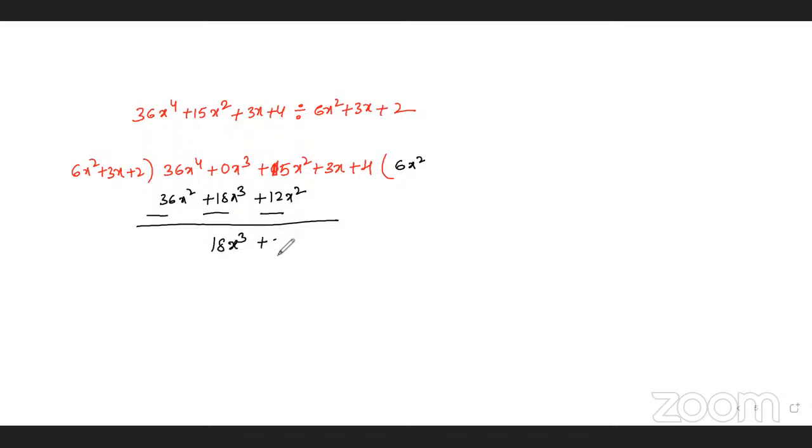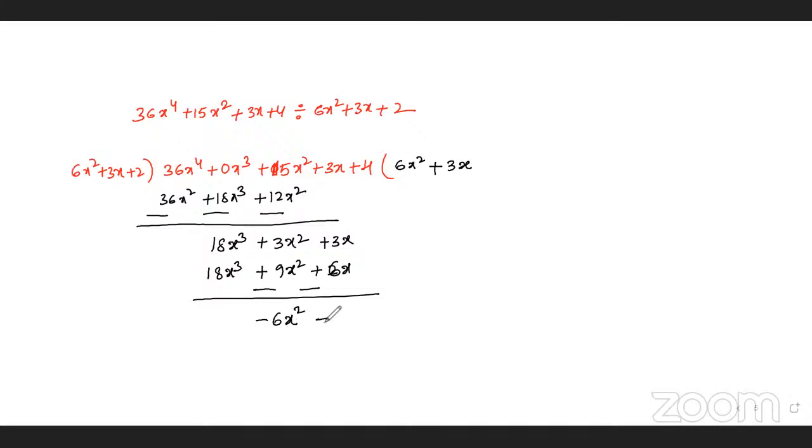So minus plus minus, then we are getting 18x cube. After that 3x square we are getting. Then immediately we are getting here 3x. So that is 18x cube plus 9x square plus 6x. After changing the signs, we are getting minus 6x square and minus 3x plus 4. Okay. Is it clear?